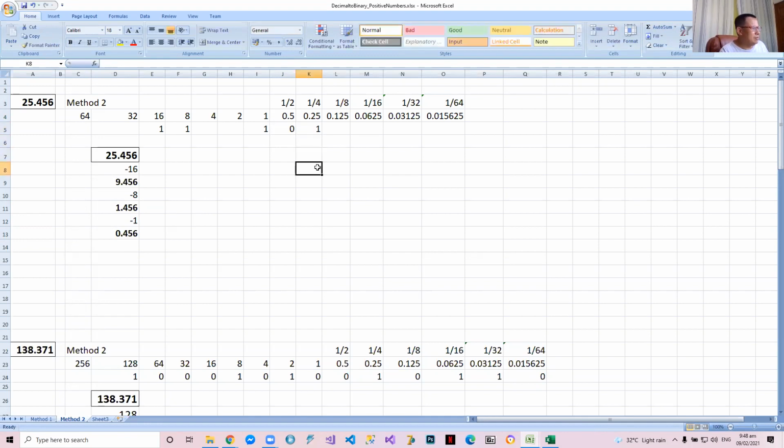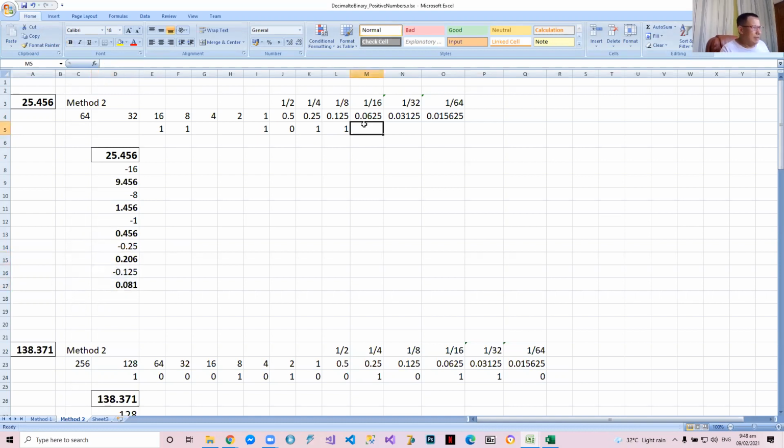And then we can subtract this. So we'll subtract 0.25. Okay, auto sum. You have 0.206. Okay, 0.206. What can we subtract next? Okay, we can subtract this because this is smaller. So we have minus 0.125. Subtract. Okay, 0.081.